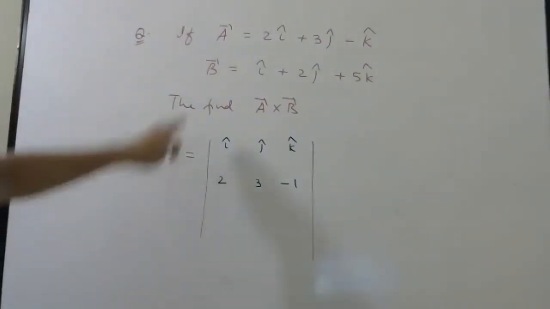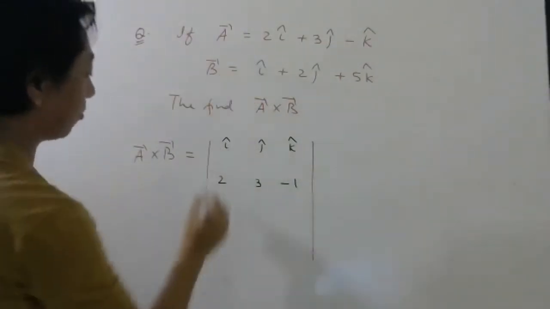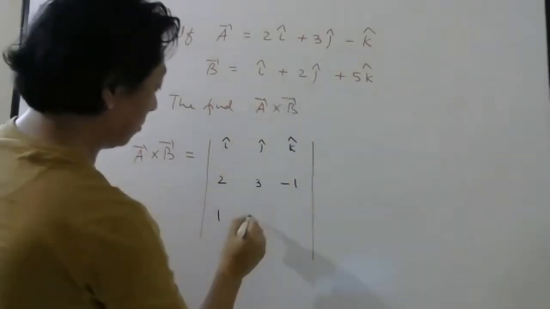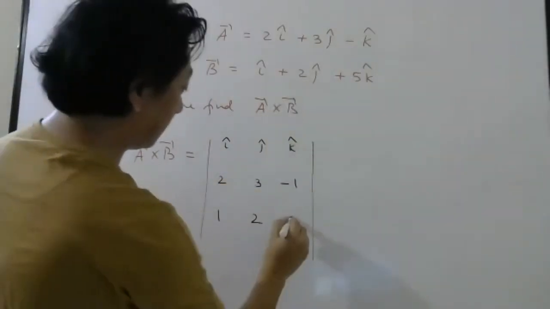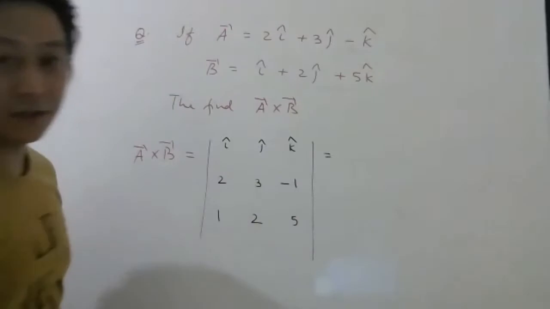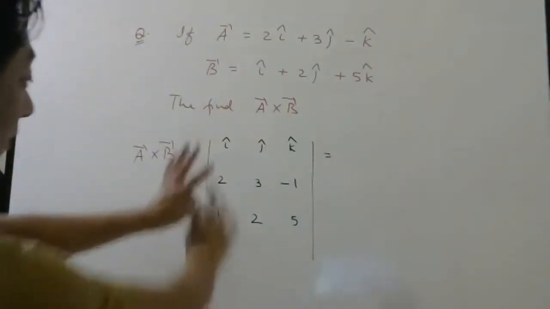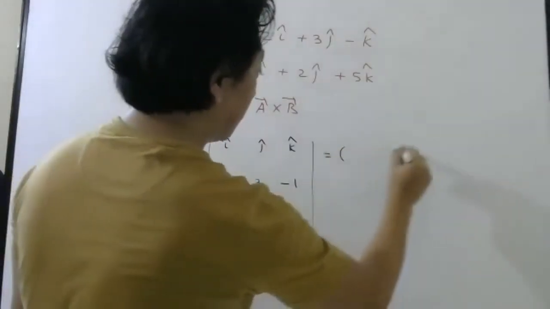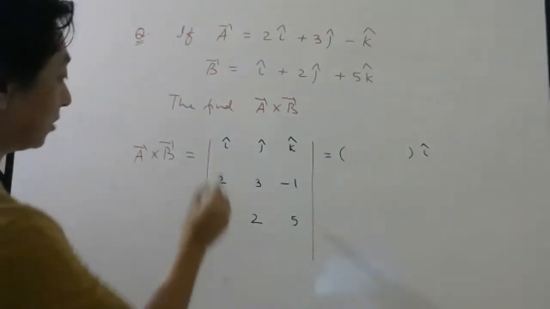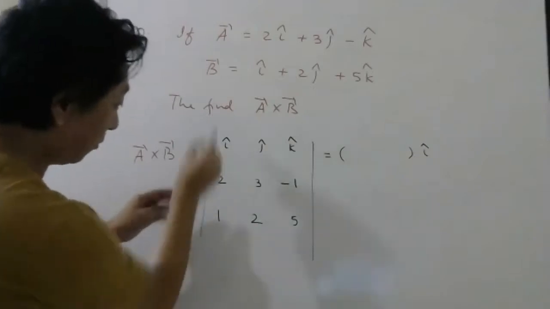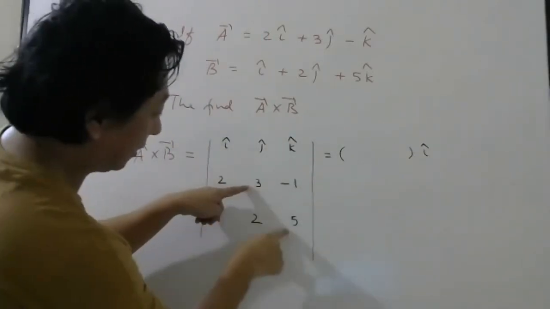Okay. Now tell me for B bar. Here is 1. Here is 2. Here is 5. Okay, so once you write the components in this form, then you know. First, let us find the i component. So to find the i component, what should I do? This part you have to forget. These two have to multiply first.